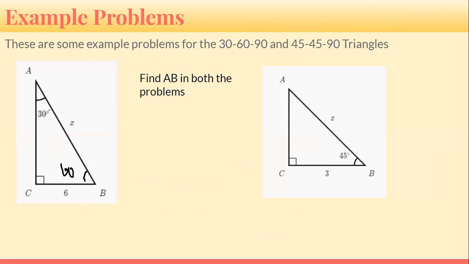We know that the side opposite 30 degrees is 6. So the side opposite to 90 degrees, or the hypotenuse, would be 2 times 6, which is equal to 12. Simple. And this side, AC, would simply be 6 times square root of 3. No calculation needed, okay? Very simple.